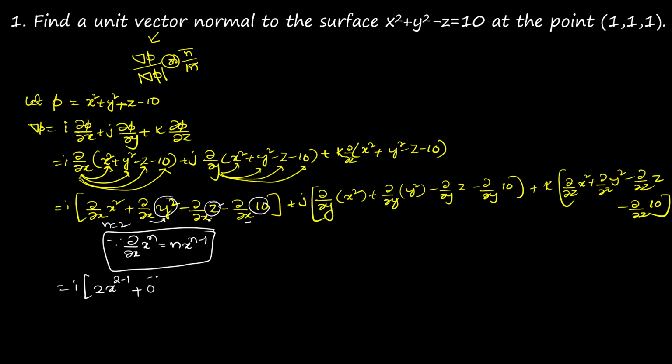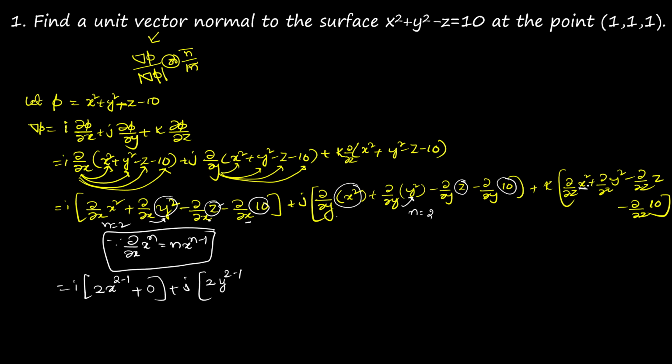Okay, no need to write each and every term. Next, j dou by dou y: dou by dou y of x square, there is no y term, the derivative of a constant is 0. Dou by dou y of y to the power of 2: again by the formula, here n is equal to 2, so 2 into y to the power of 2 minus 1. Dou by dou y of z: there is no y, z is a constant, so the derivative will be 0. Here also the derivative will be 0.